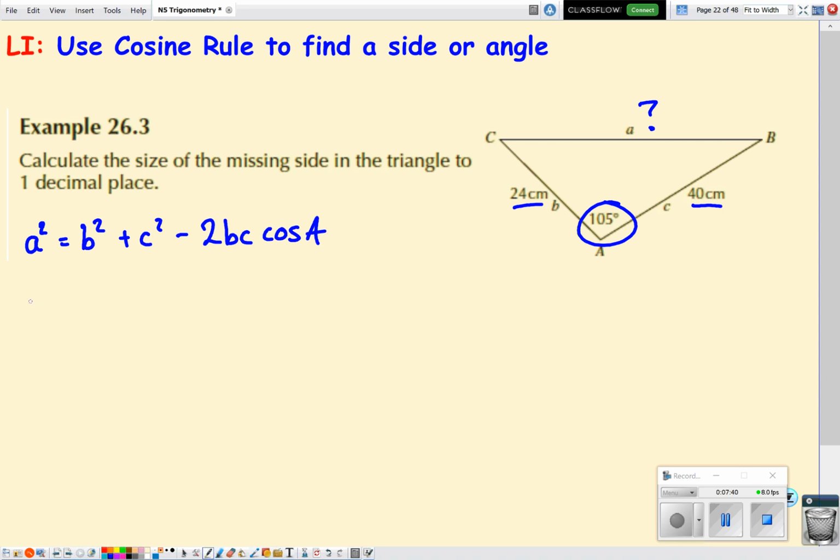So a squared, so that'll be 24 squared, add 40 squared, take away 2 times 24 times 40 times cos 105. Now, calculator alert, right? Please be very careful when you type this into your calculator. Right? There's a lot of work in there. It's easy to make a mistake with it.